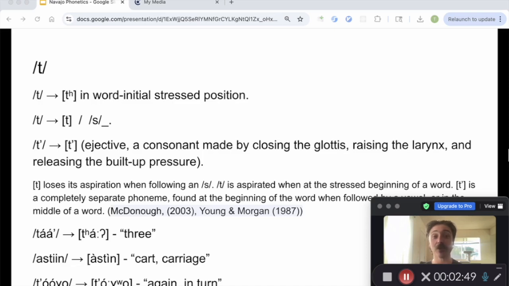But these are some of the rules that apply to the Navajo language and the letters, consonants contained therein.